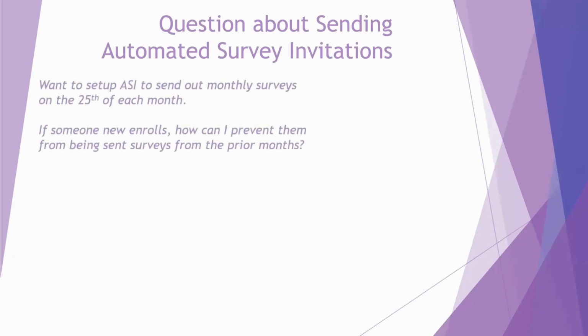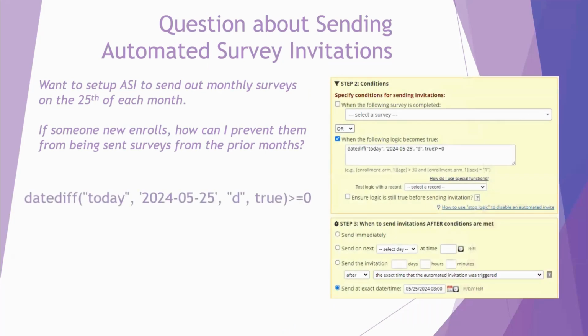So here's a question about sending automated survey invitations. I want to set up an ASI to send out monthly surveys on the 25th of each month. If someone new enrolls, how can I prevent them from being sent all the old surveys from prior months? So here you want to add some date diff logic to step 2. And here you can see, let's take May, for example. If the value for today is greater than May 25th, the answer will not be greater than; it's going to be a negative number, which is not greater than or equal to 0. So that's going to evaluate as false, so it won't send.